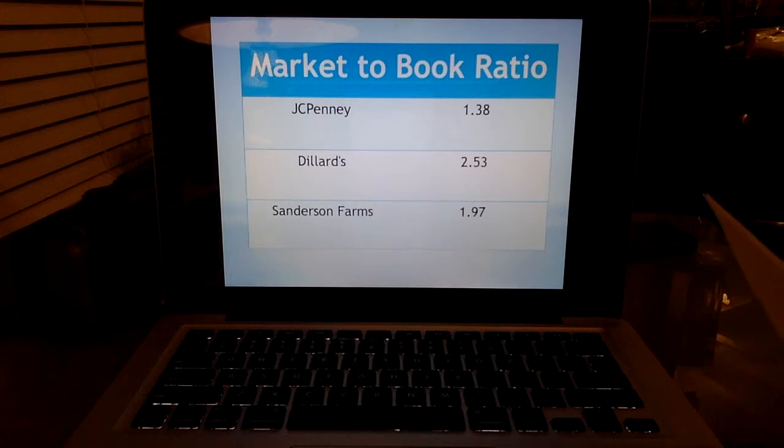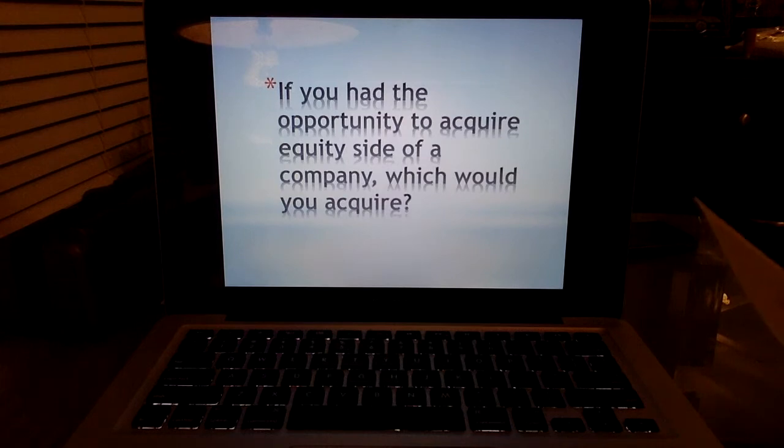Market to book ratio is the market value per share over the book value per share. Dillard's has the highest market to book ratio out of the three. But since Sanderson Farms prevails in ROE and ROA, they would be my choice if I had the opportunity to acquire equity in their company.